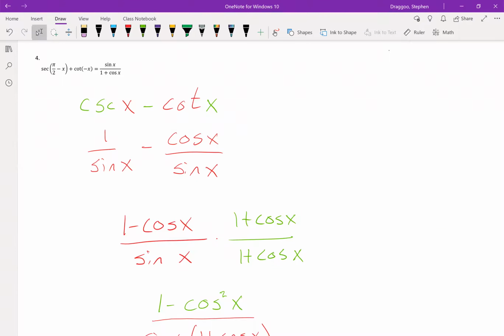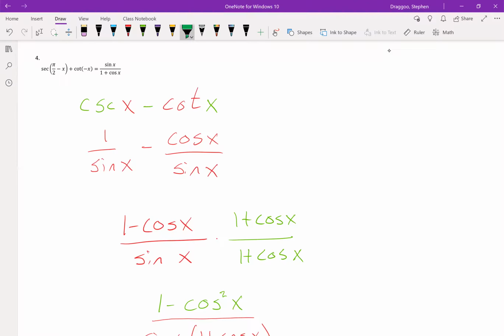Right, in problem 4, I'm going to work on the left side. And again, I want to start by getting rid of any angles that are not simply x. So I have secant of pi over 2 minus x, and I have cotangent of negative x. Secant of pi over 2 minus x becomes cosecant of x, because that's a cofunction identity. And cotangent is an odd function, so that negative should come out. So cotangent of negative x is a negative cotangent of x.